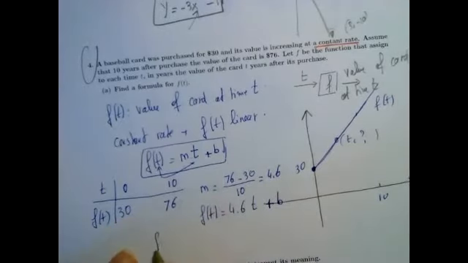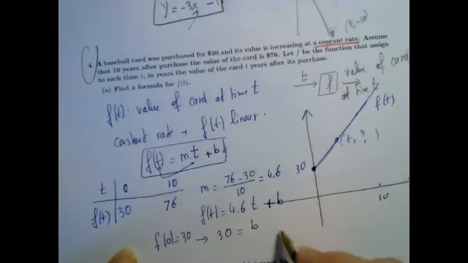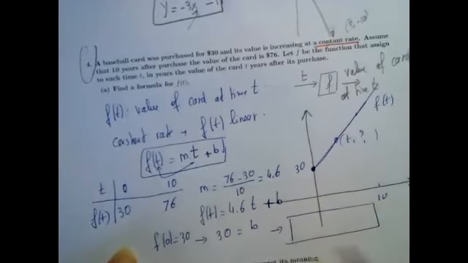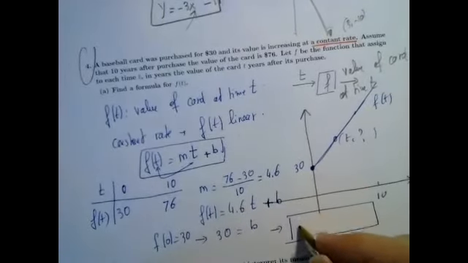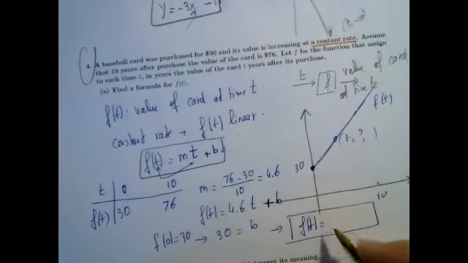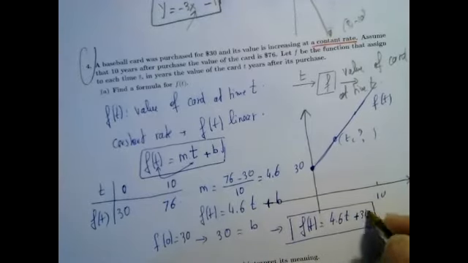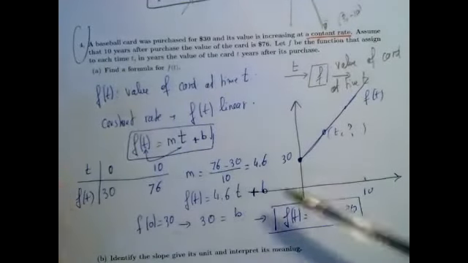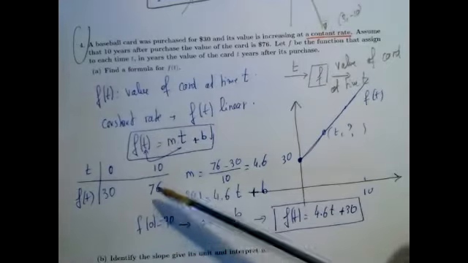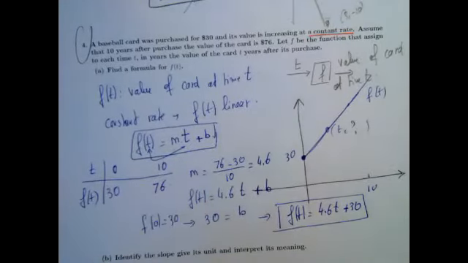To find b, you say, okay, f of 0, the value at 0 is b, means 30 is equal to b. And that's the formula. So the formula is not the slope. The formula is the rule that will give me f of t. So f of t equals 4.6t plus 30. That's really the formula. You don't make up a table. A lot of you try to make a table. I don't know how, but that's the only table that you are given.